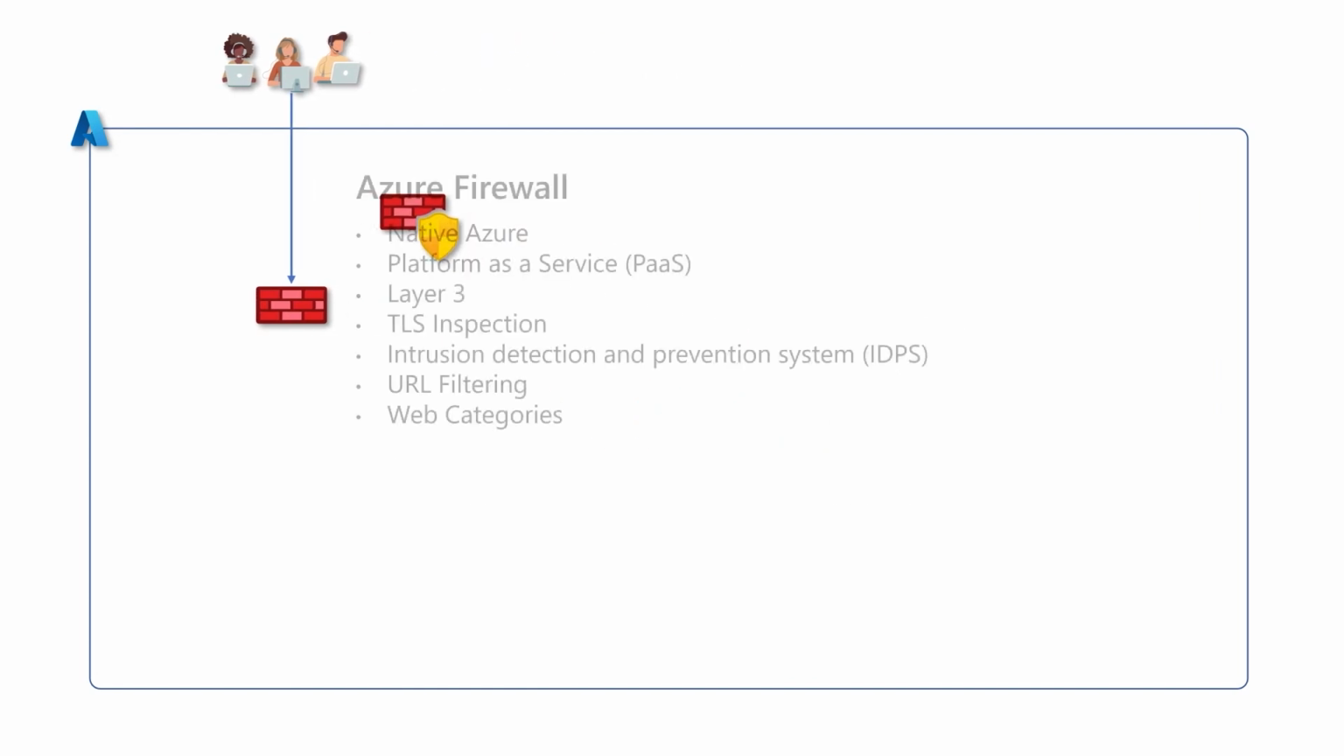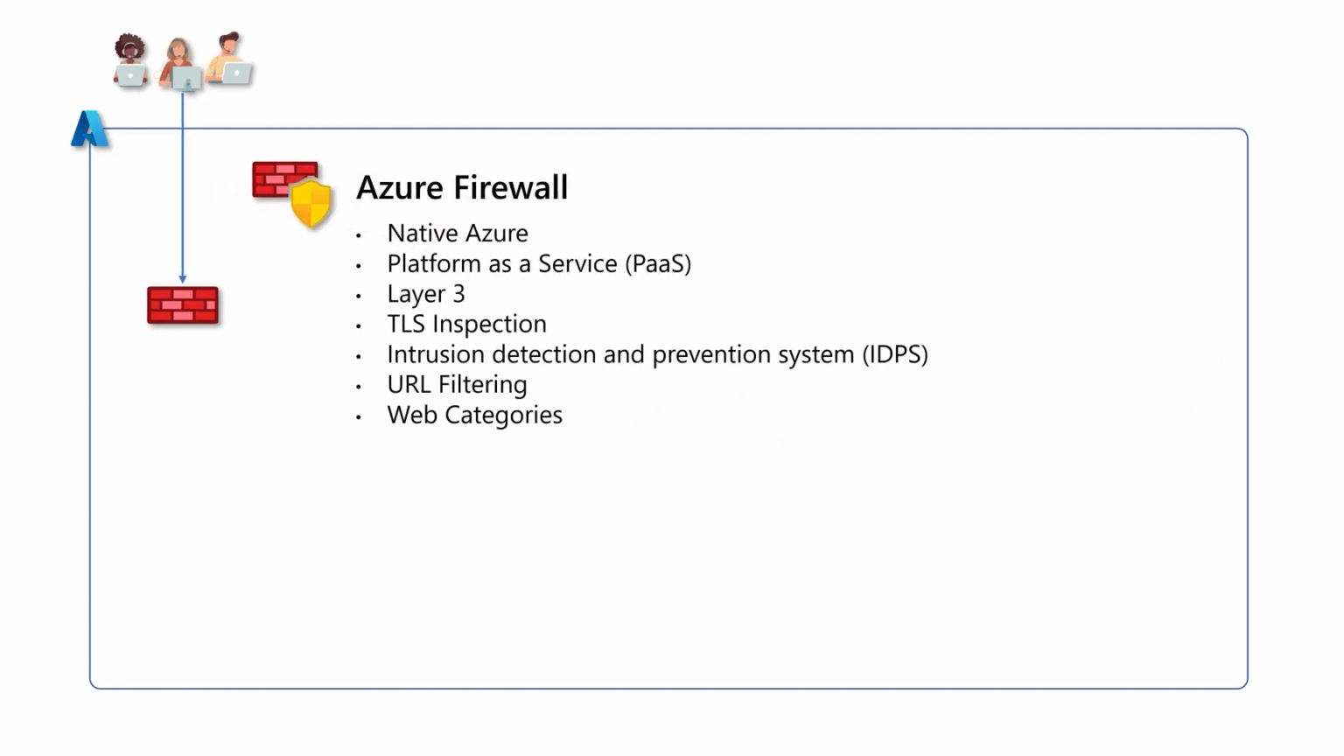Azure Firewall is a platform as a service at layer 3. It provides you TLS inspection, IDPS, URL filtering, web categories, geo filtering. It is a straightforward way to provide layer 3 firewall services to your network.